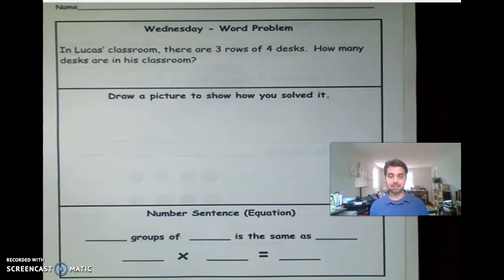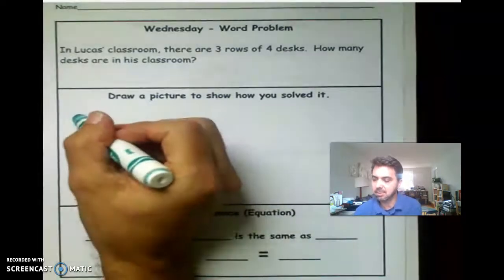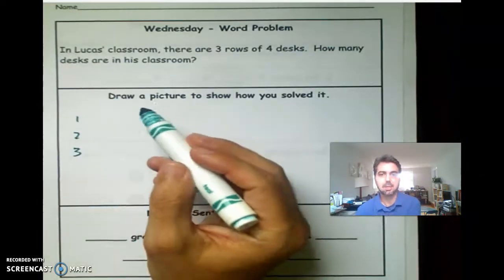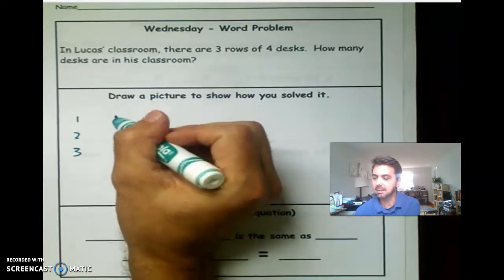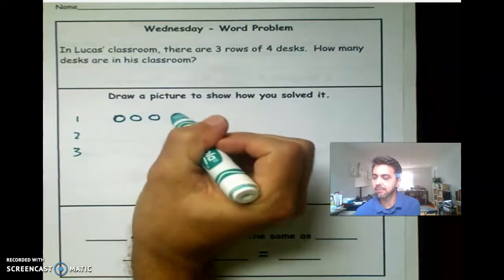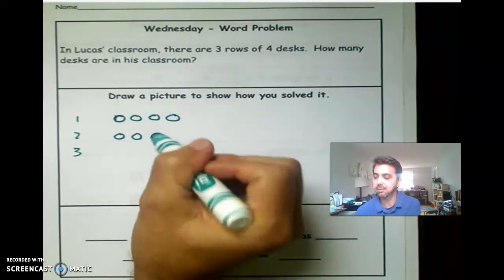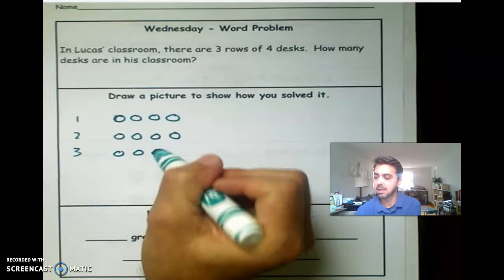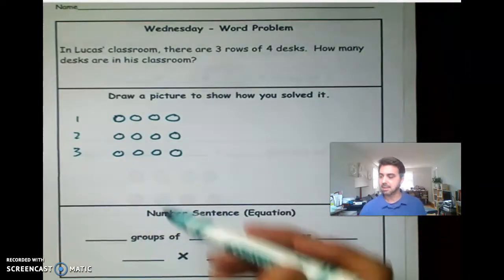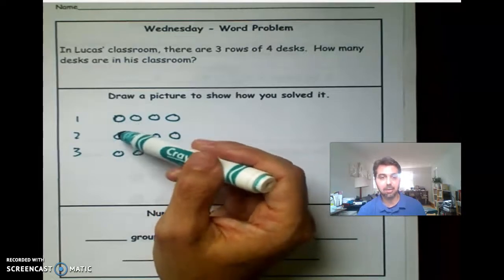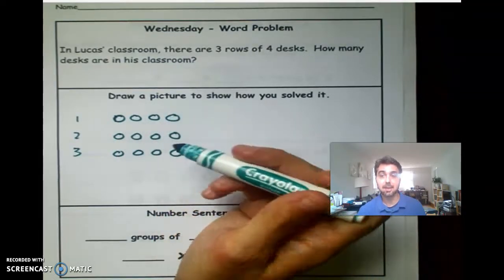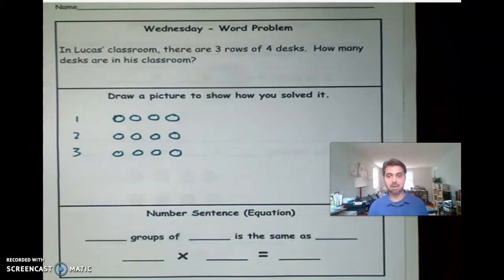So we're going to draw an array with circles. This works out well with the rows of desks, right? So there's 3 rows. So I'm going to draw 1, 2, 3 rows. And there's 4 desks in each row. So here's 1 row. Let's draw 4 desks. 1, 2, 3, 4. There's another row. 1, 2, 3, 4. And there's another row. Now notice, boys and girls, I take the time to make sure that each circle is right above the other one. So it's nice and neat. This helps us to see the multiplication problem here, okay?